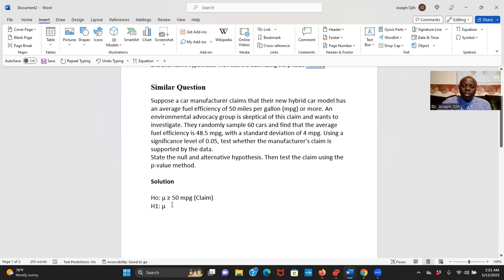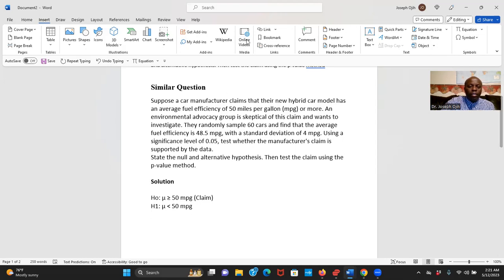So that means the opposite. Instead of using less than or equal to, here we're going to use only the less than symbol, which is this one here: 50 miles per gallon. And our alpha is 0.05. You can see right here, alpha is 0.05.